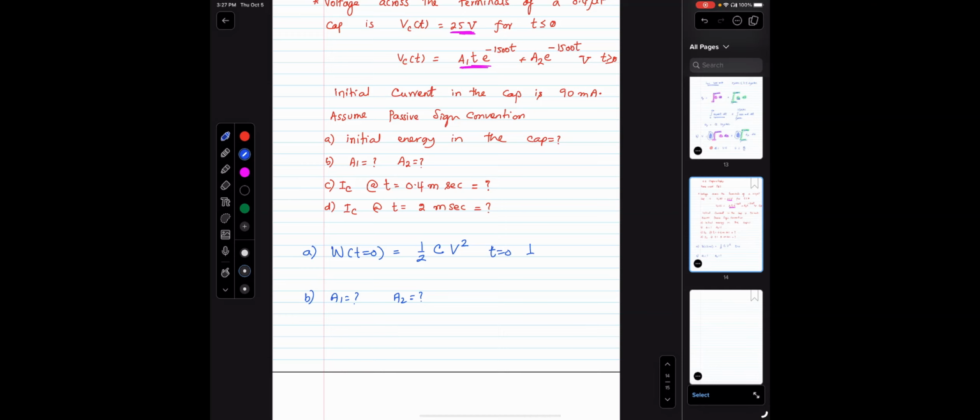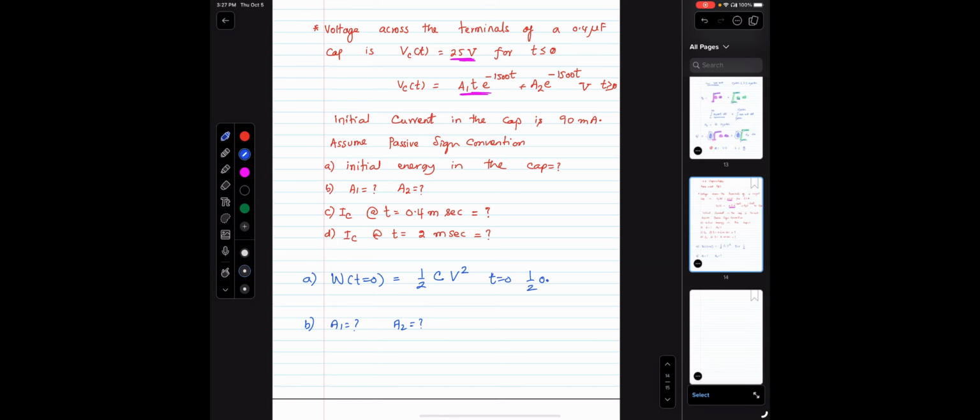At t equals 0, I can plug in the value for capacitance, 0.4 microfarads, and multiply that by V squared, which is 25 squared, because the voltage at t equals 0 is 25 volts. So plug that in and you will see that you'll get a neat value for the energy stored in the capacitance.